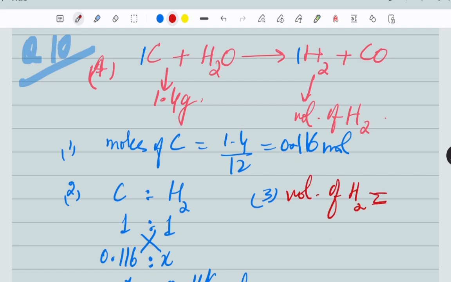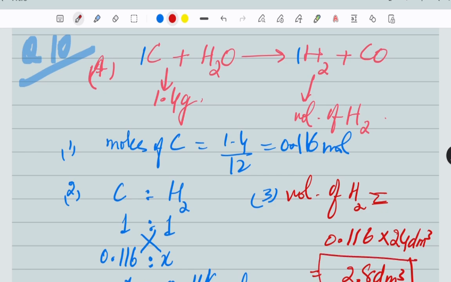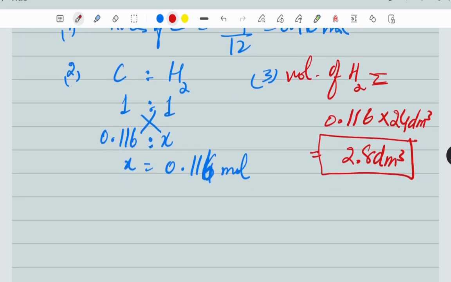Moles into molar gas volume, 0.116, that is 24 decimeter cube. So multiply it to get the volume of hydrogen. This is the answer for the A part. Now move on towards the B part.